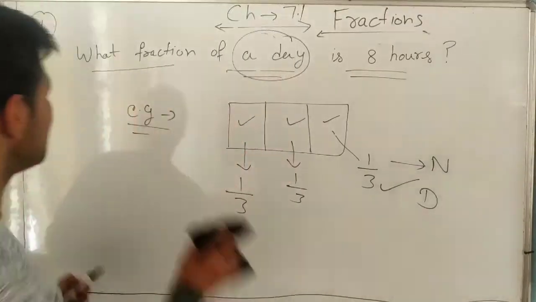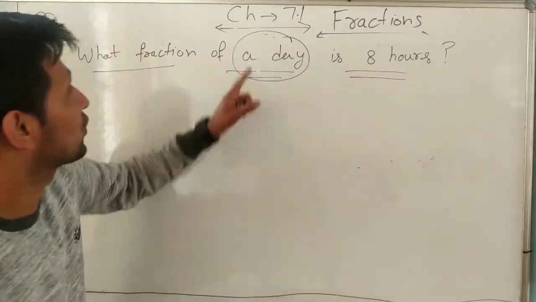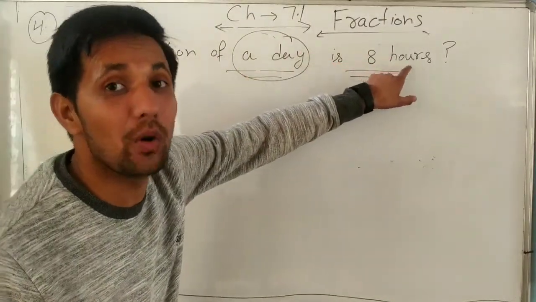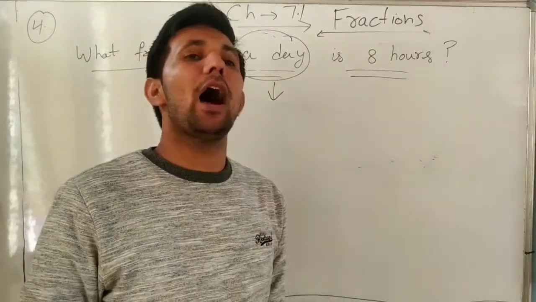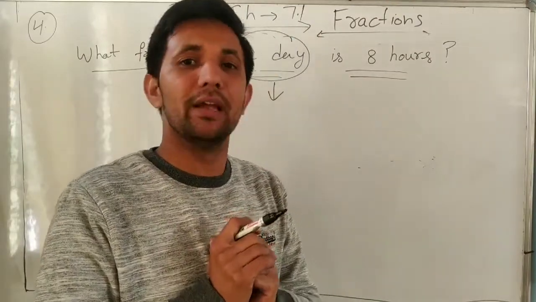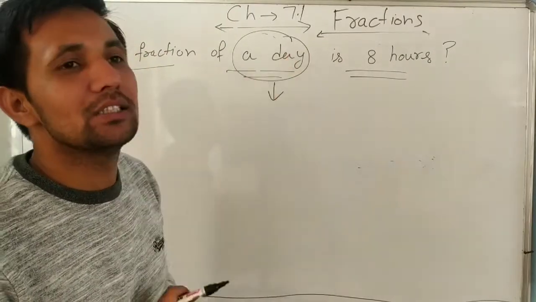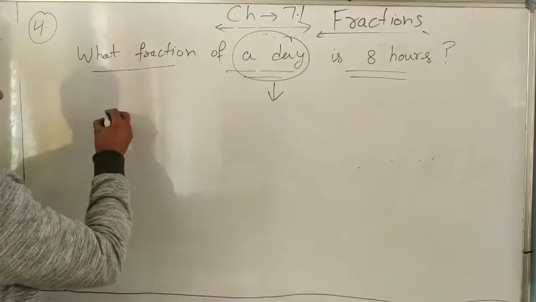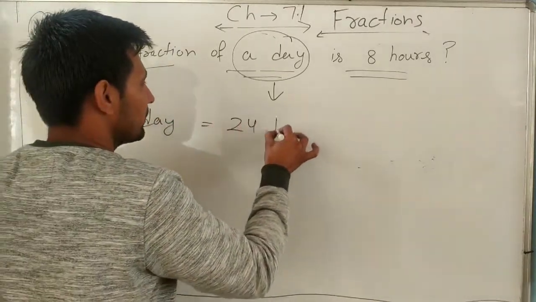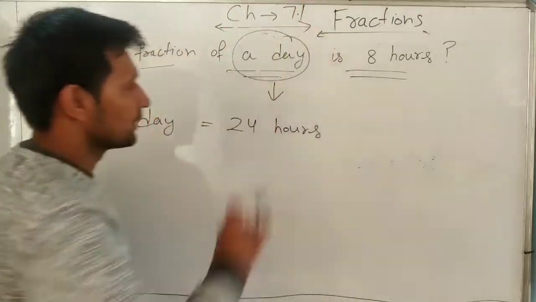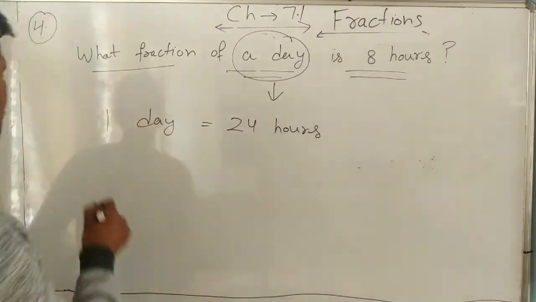Same as it is, first we will find, because we want to find the fraction of 8 hours to a day. So first we have to find how many hours are in a day. Always we compare the same thing, which means hours. So you write 1 day equals 24 hours. Understand or not? In 1 day, how many hours? 24 hours. Everyone knows?